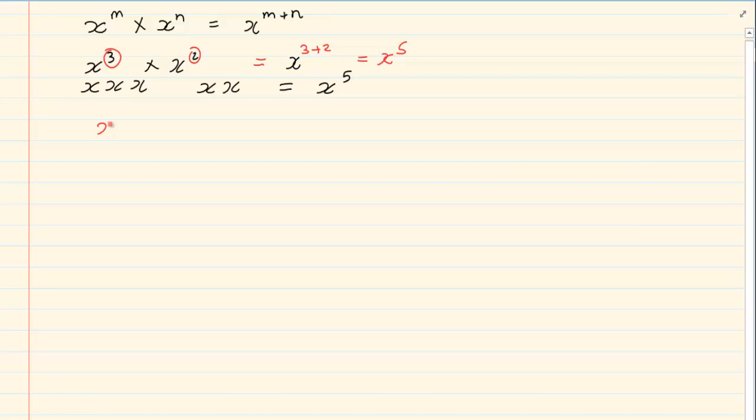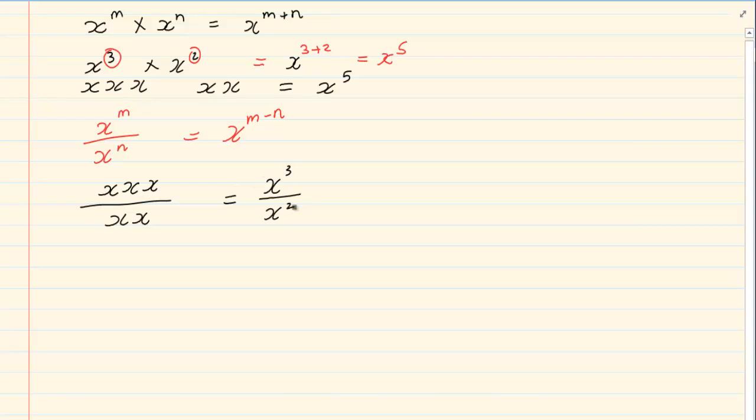The second rule is if we divide, if I give you x to the power of m divided by x to the power of n, I will get x to the power of m minus n. If we had 3 x's on top, so x to the power of 3 over x to the power of 2, what can we do? We can cancel the x's and we'd be left with x to the power of 1. Now had I simply said x to the power of 3 minus 2, I would still get x to the power of 1.